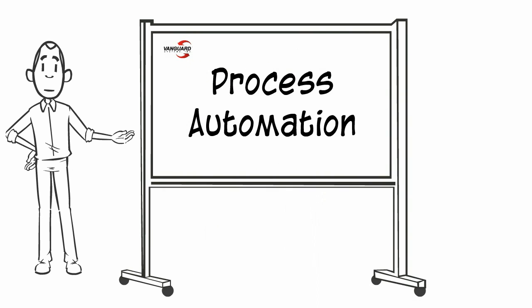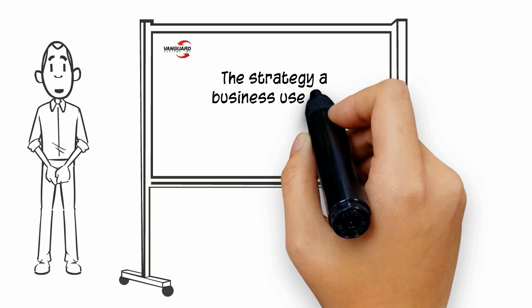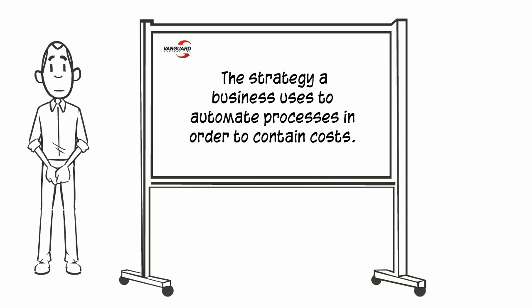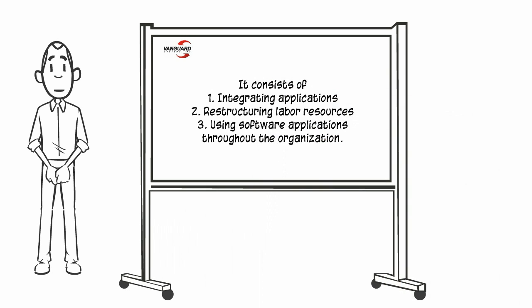But what is process automation? Process automation is the strategy a business uses to automate processes in order to contain costs. It consists of integrating applications, restructuring labor resources, and using software applications throughout the organization.